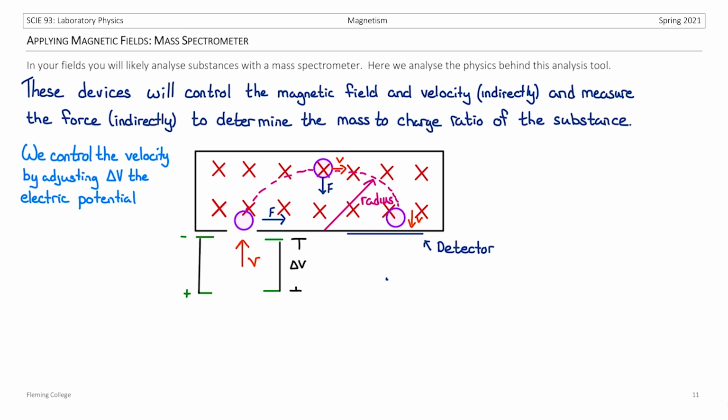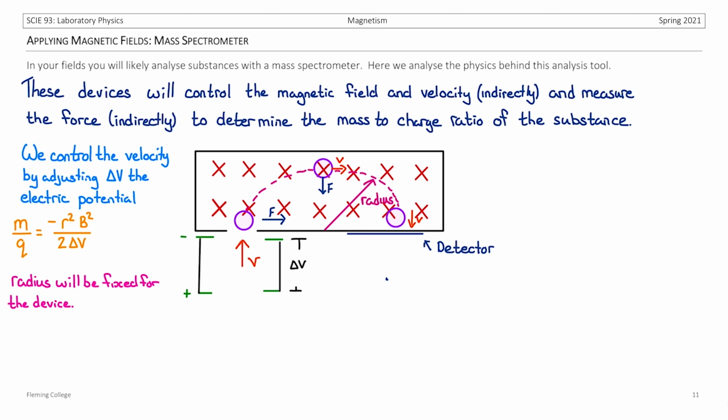The equation that we're going to use here is that the mass divided by the charge will be equal to negative the square of the radius, the square of the magnetic field, divided by 2 times the electric potential we use to accelerate the particle. The radius for each mass spectrometer will be fixed.